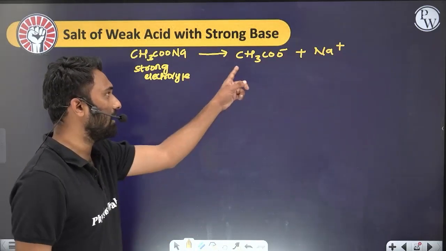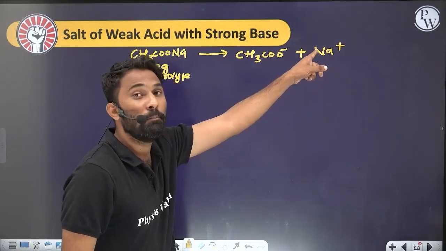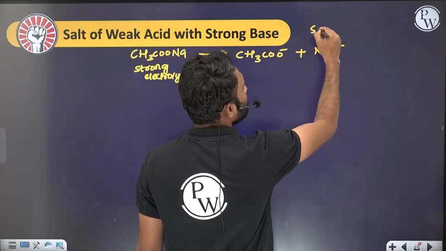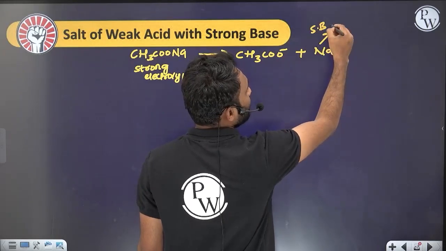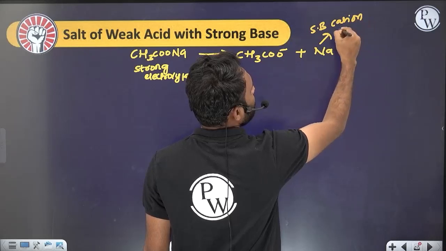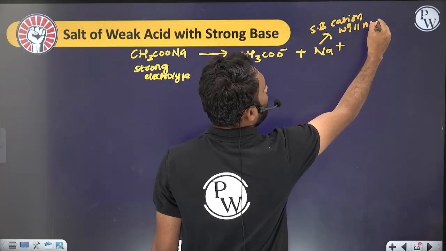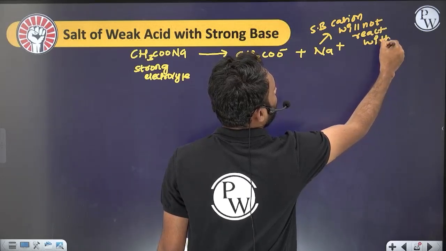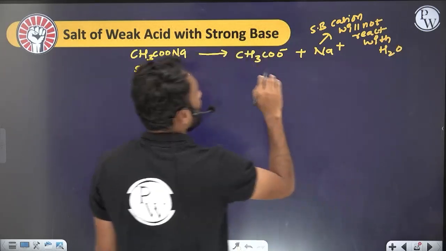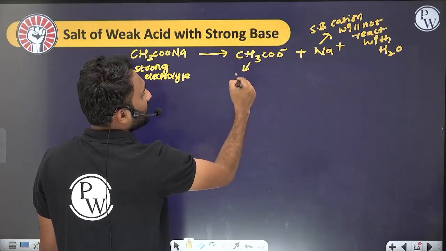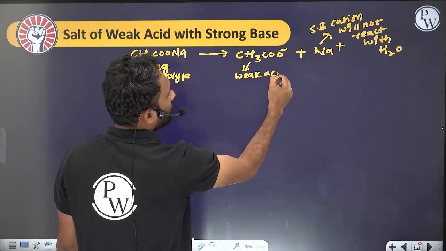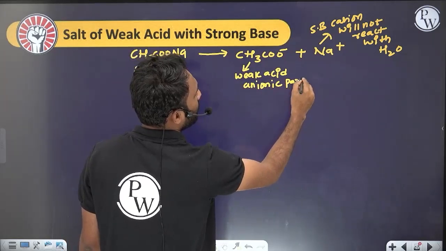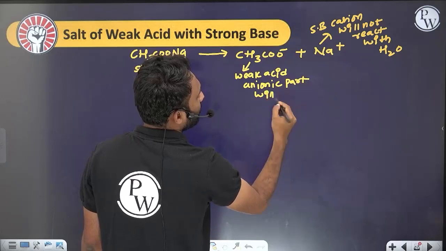Weak acid anionic part. Now this is the strong base cationic part. Strong base cations will not react with water. Will not react with H2O. Now, here this is a weak acid anionic part. Weak acid anionic part will react with water.